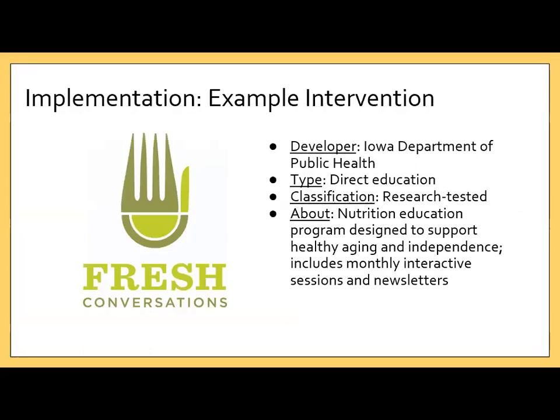Next, we'll take a look at the implementation dimension of RE-AIM, and the example intervention we'll use is Fresh Conversations. This intervention was developed by Iowa Department of Public Health, and it's a direct education intervention and is classified in the toolkit as research tested. The intervention supports healthy aging and independence through a nutrition education program that includes monthly interactive sessions and newsletters.